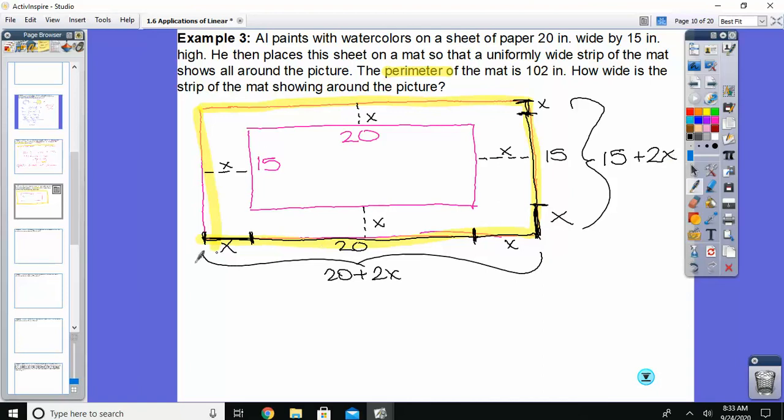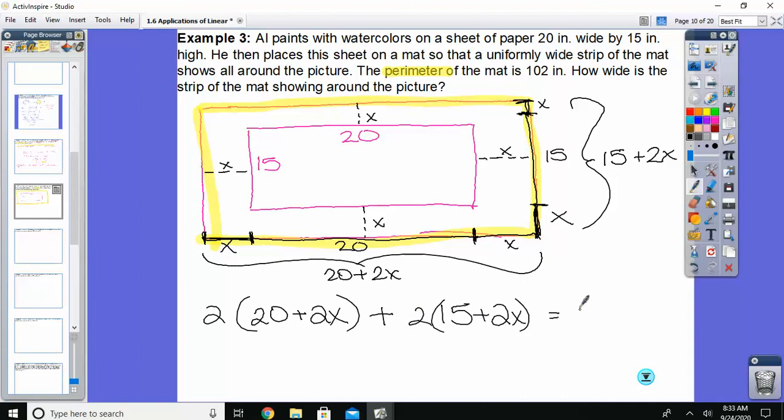Okay, when I get my perimeter, I have to add all 4 sides. So I have the 20 plus 2x. How many sides like that do we have? 2. So we can either write it twice or just say times 2. Plus, we have the 15 plus 2x. How many of those are there? 2. So I'm going to take that times 2. And that equals 102.